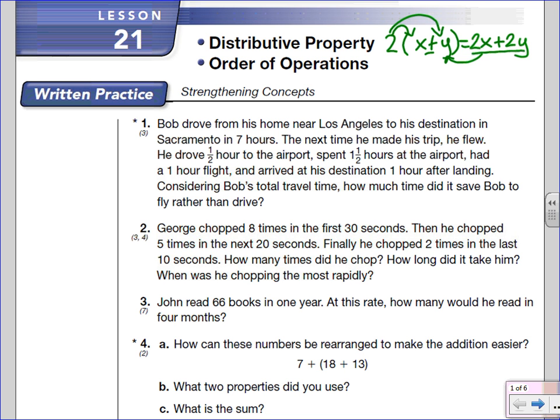And then order of operations, we've talked about before. Please excuse my dear Aunt Sally. Parentheses, exponents, multiplication and division, addition and subtraction.